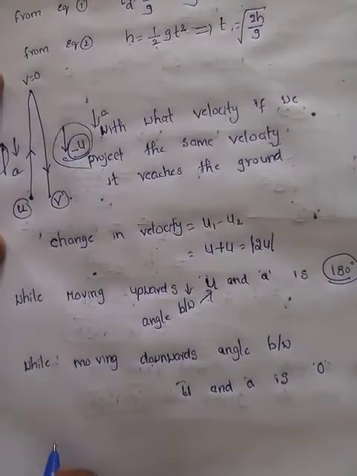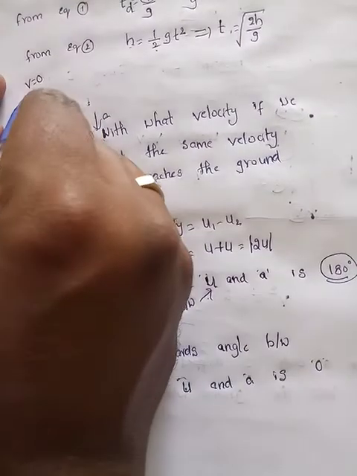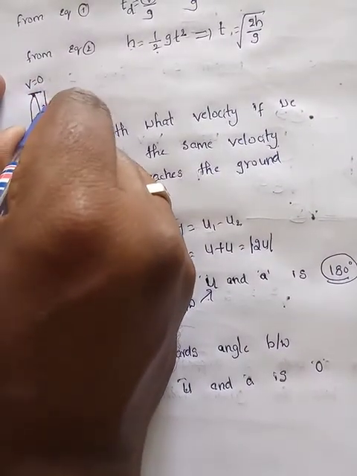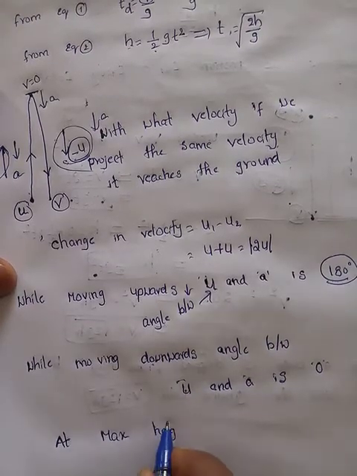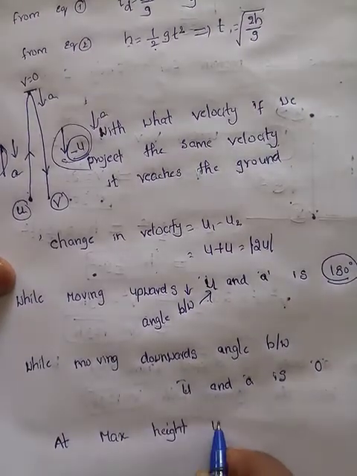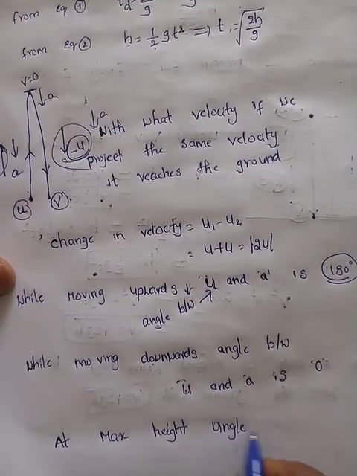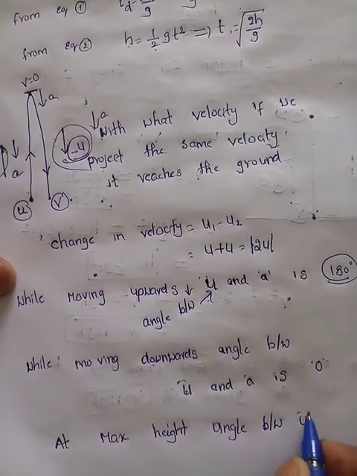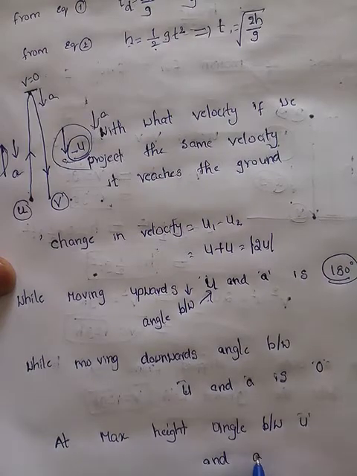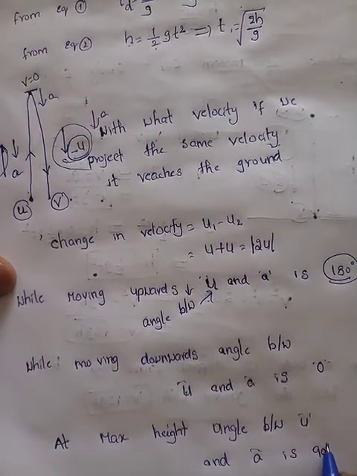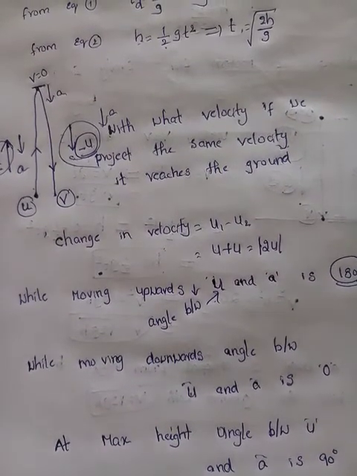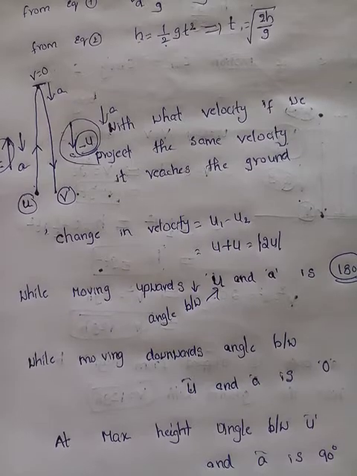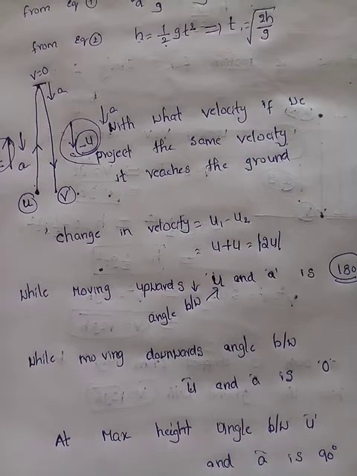At maximum height, this is velocity, acceleration acting downwards. So at maximum height, the angle between velocity and acceleration is 90 degrees. So the same question can be asked: what is acceleration? We say easily, the rate of change of velocity.